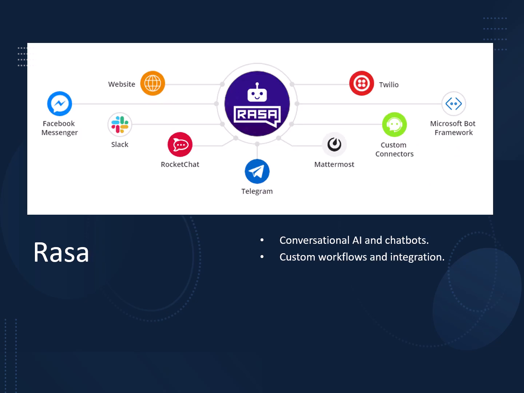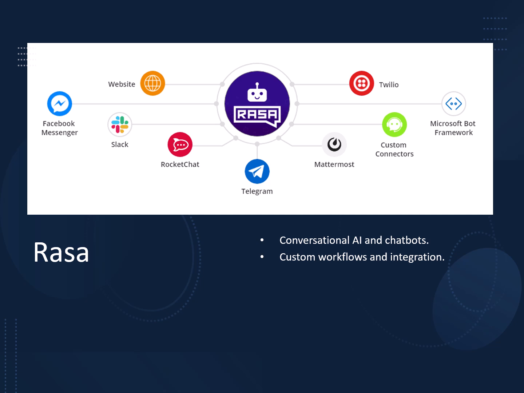Now let us go to the next framework, which is RASA. It's a chatbot framework that can connect to many different platforms, so your bot can talk to users wherever they are. So if you see, RASA is in the center. It's like an open source tool which will build smart chatbots. It's like the brain that understands messages and gives replies. You have many connected platforms around RASA like website, Facebook Messenger, Slack, Rocket Chat, Telegram, Twilio, Microsoft Bot Framework, custom connectors, Mattermost. So these all help in various tasks.